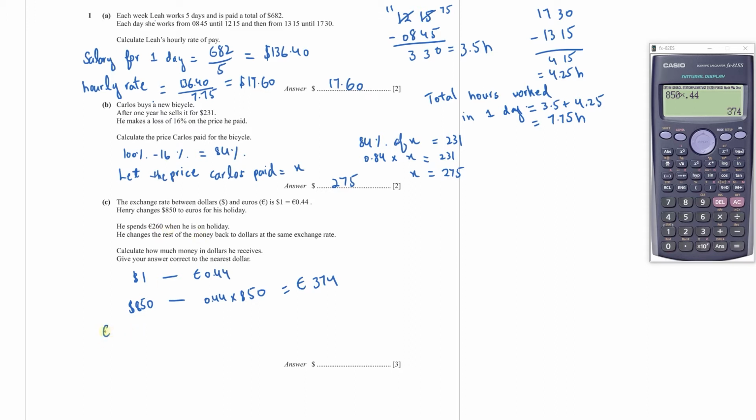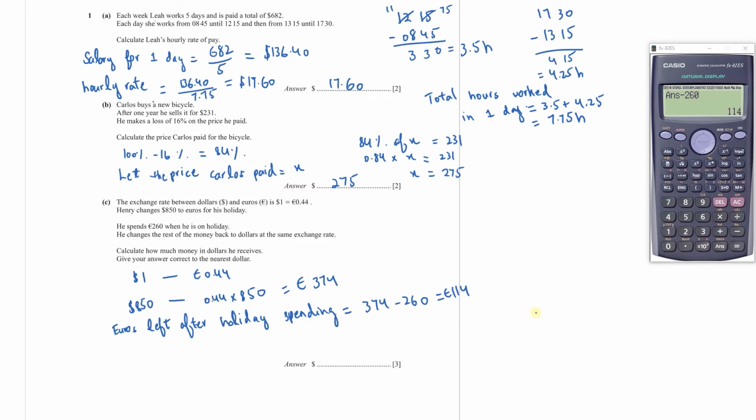So the euros left after holiday spending. How many euros does he have left? This is 374 and then he spent 260. So 374 minus 260 will be 114. So he's left with 114 euros, which he then converts back to dollars at the same exchange rate.